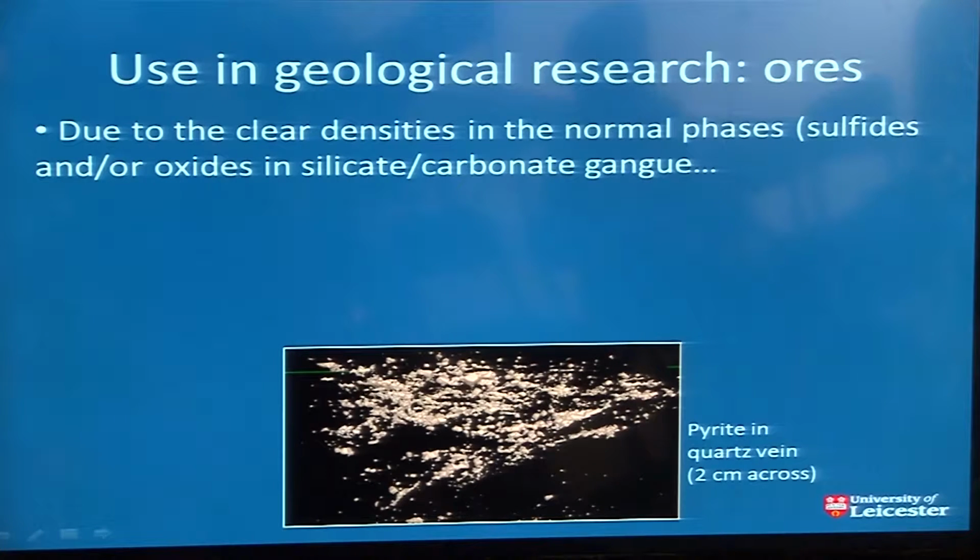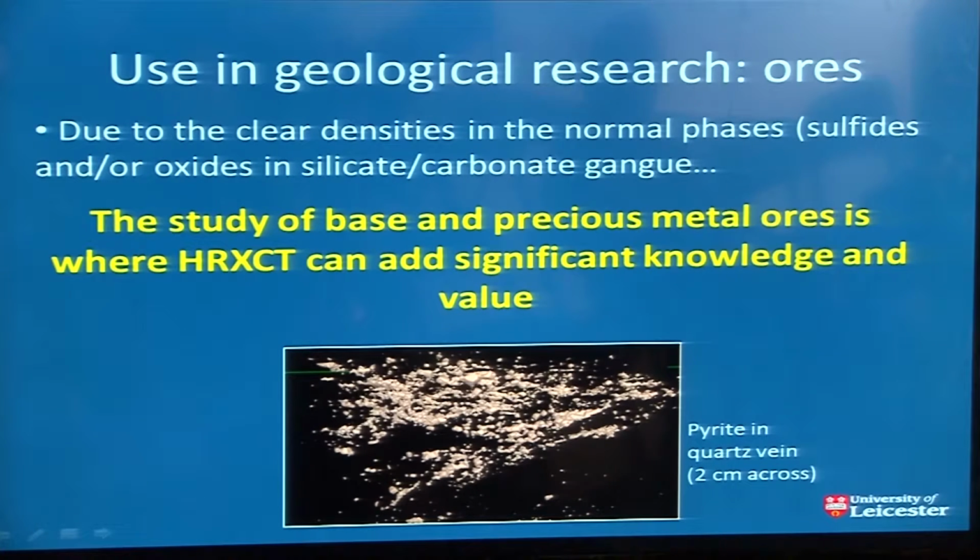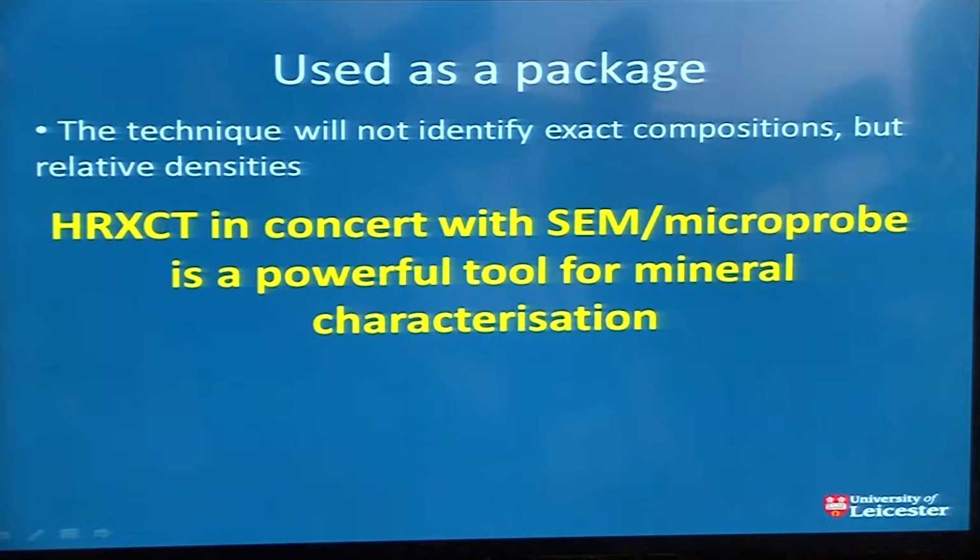Back to the geological applications. Okay, so because of the clear density contrasts in the normal phases that we see, so sulfides, oxides, precious metals, silicate, carbonate, gangue, this is probably one of the areas of geological research where CT scanning can probably add a lot of significant knowledge and value. So what I'm going to do is give you some case studies to show you that.